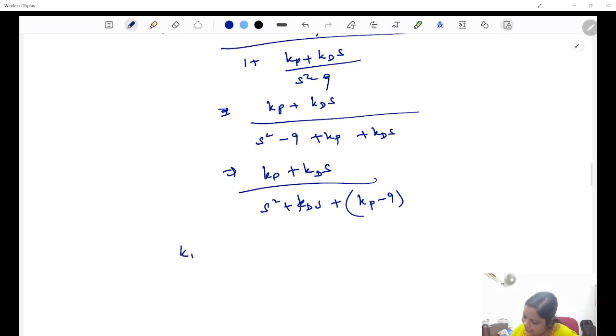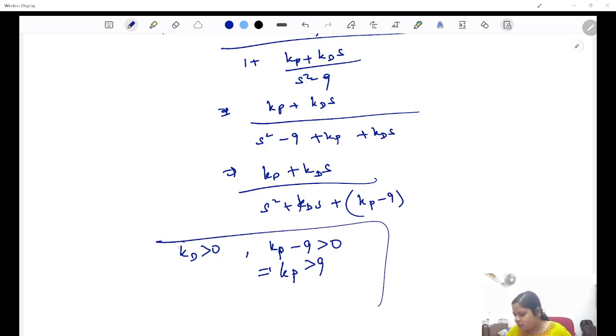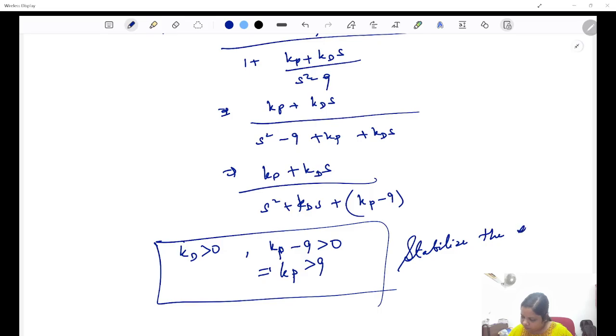So Kd has to be greater than 0 definitely, and Kp minus 9 has to be greater than 0, which means Kp has to be greater than 9. Given these conditions, we can stabilize the system. Any confusion here? There is no confusion. We'll move to the next question.